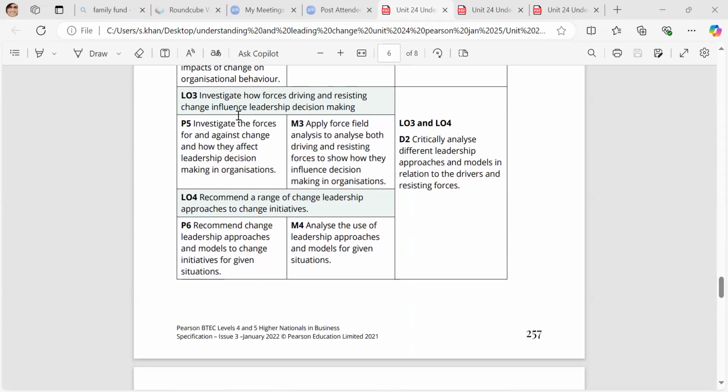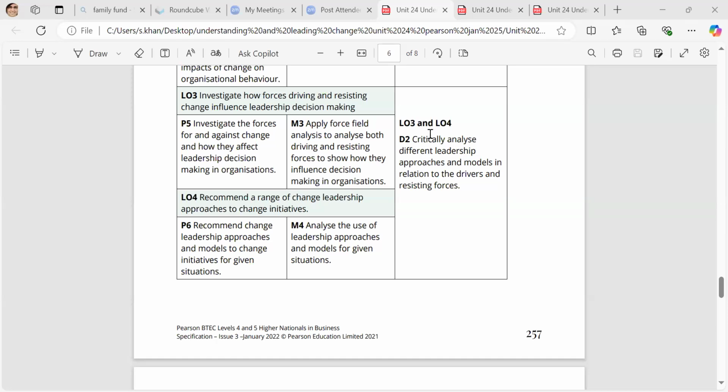And then you've got the same for learning outcome 3, where you've got P5 to look at investigating the forces for and against change and how they affect leadership and change and decision-making in an organisation. And to get a merit, which is M3 for learning outcome 3, you need to apply force field analysis to both driving and resisting forces to show how they influence decision-making in organizations.